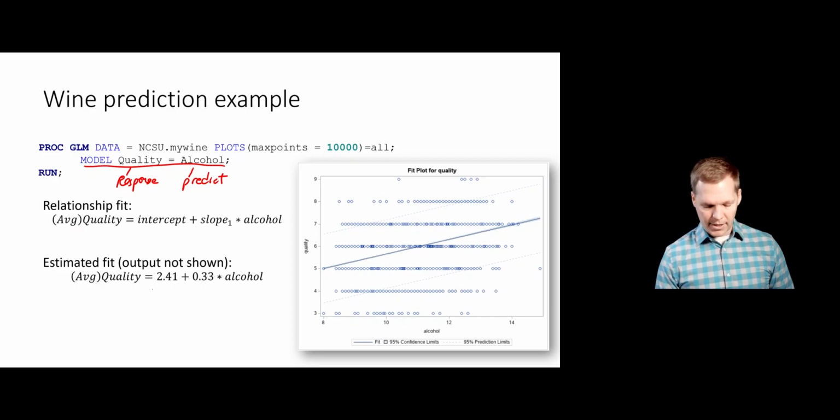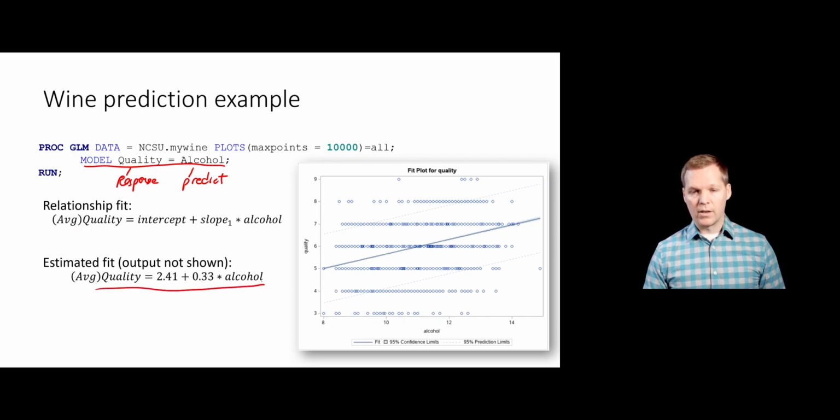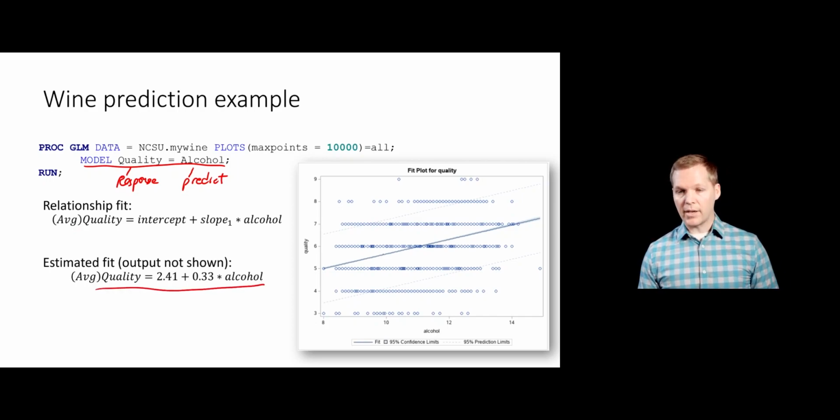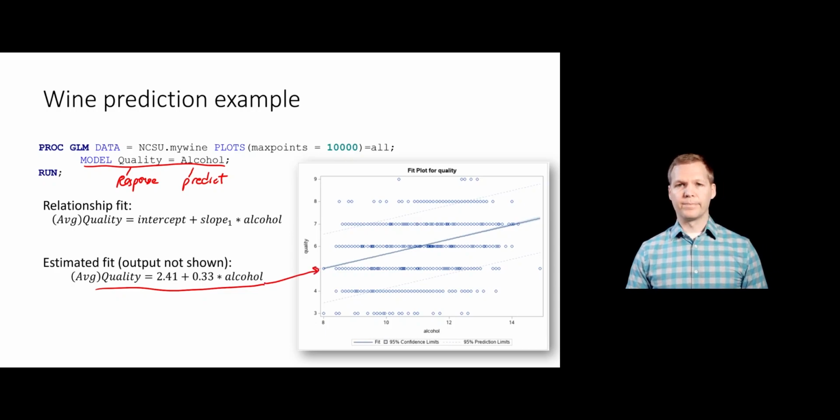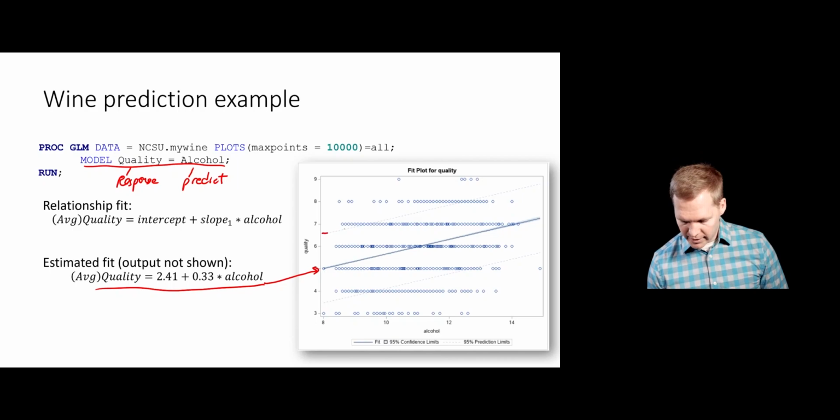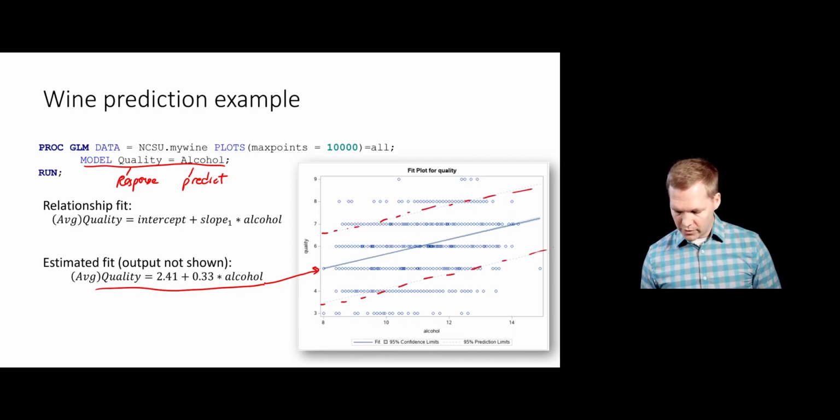And this would be the estimated fit down here. And that line is then plotted over here on our scatter plot. So this line is actually what you see given there. And we talked about the idea of having error bounds. And you might be able to see that there are dashed lines up here and dashed lines down here. So those dashed lines represent prediction limits.